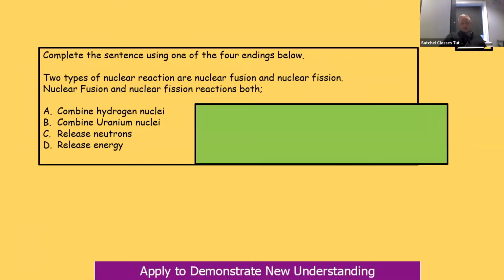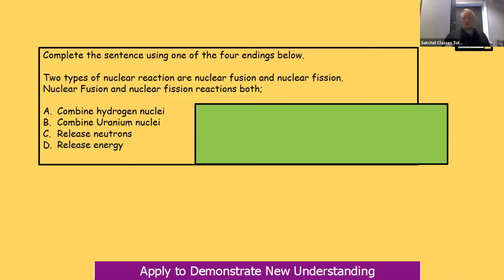So, if we get a question about something like this: complete the sentence using one of the four endings below. Two types of nuclear reaction are nuclear fusion and nuclear fission. A: They both combine hydrogen nuclei. Well, that's not true because we've already said, as a general rule, that fission splits a larger nucleus into two smaller ones, releasing energy, and fusion takes two and fuses them together, releasing energy. So fission doesn't combine, whereas fusion does, so they're not the same.